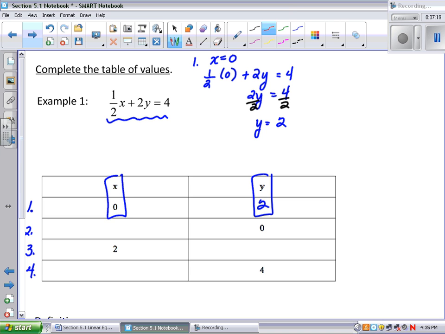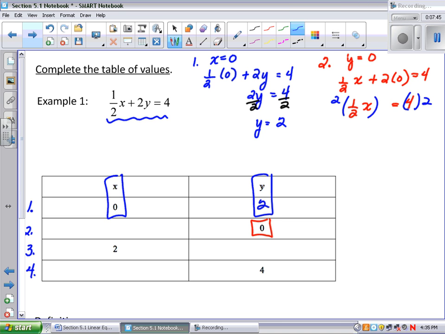Calculation number 2. What are we starting with this time? This time we're starting with y equals 0. If I plug y equals 0 into my equation, I get 1/2 x plus 2 times 0 equals 4, or 1/2 x equals 4. And to get x by itself, I'm going to multiply both sides of my equation by 2. And I get that x equals 8. So I complete my table by putting an 8 in for x.